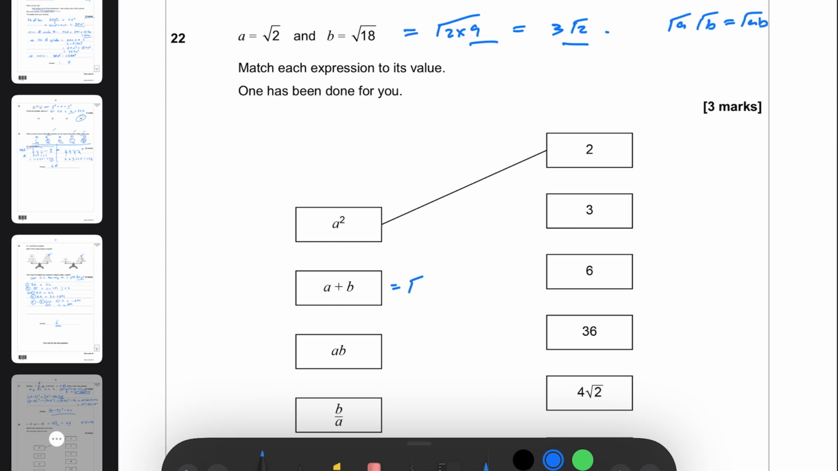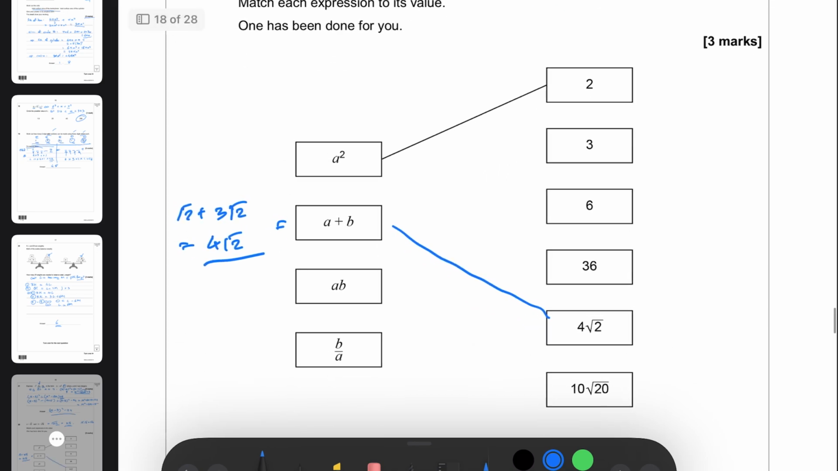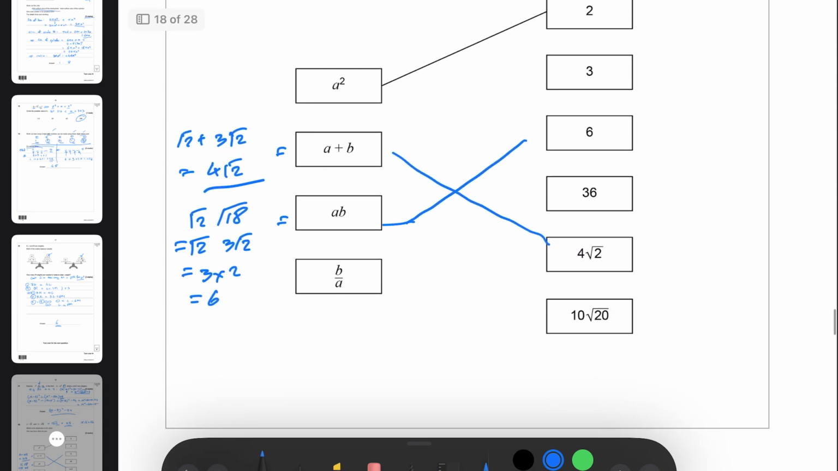So A plus B is equal to, let's just write it here. We have root 2 plus 3 root 2 equal to 4 root 2, right? So we got 3 root 2, we got 4 root 2, and it's right here. AB is equal to root 2 times root 18, which, since I just simplified it, is root 2 times 3 root 2, which is equal to 3 times 2, which is 6. So AB we know is 6.